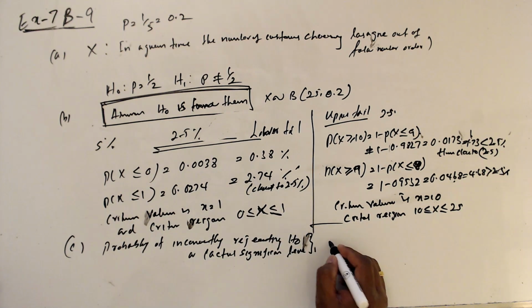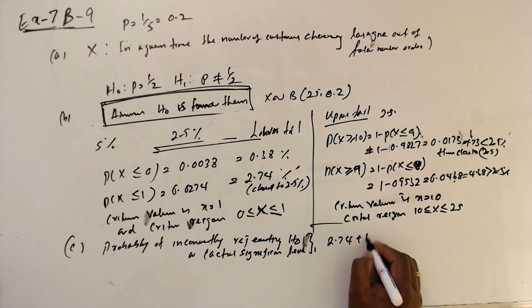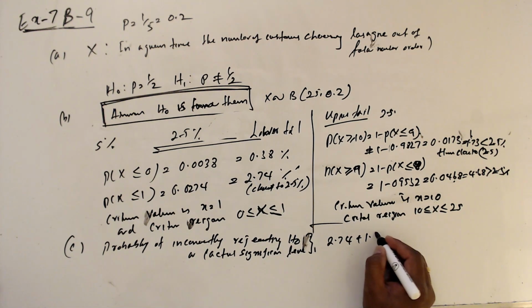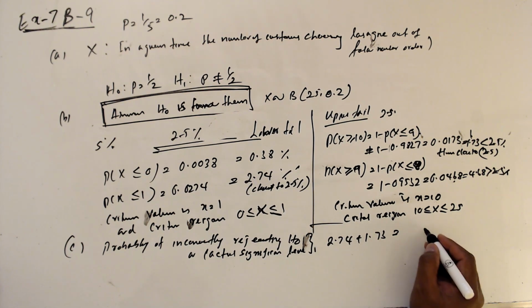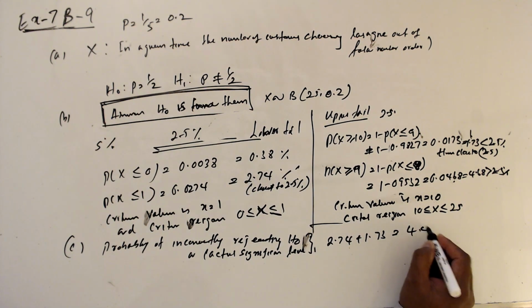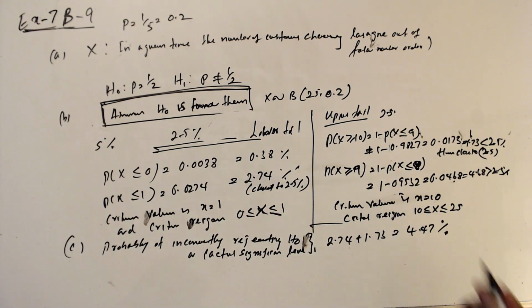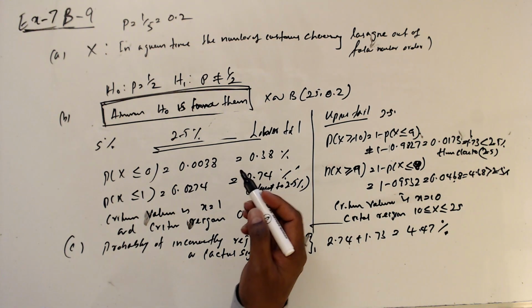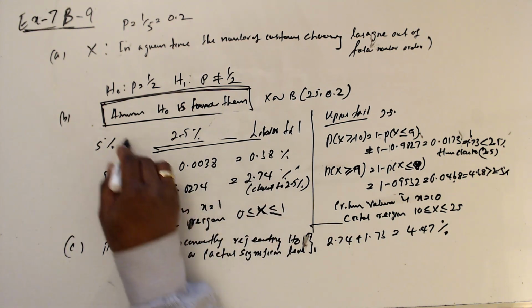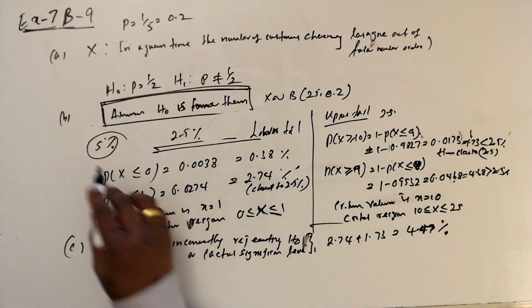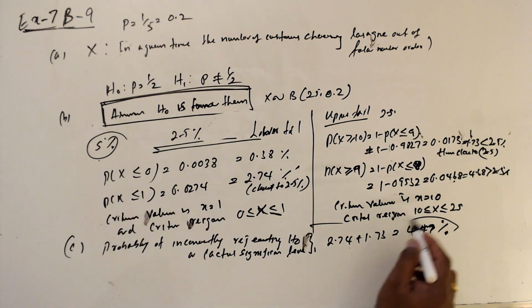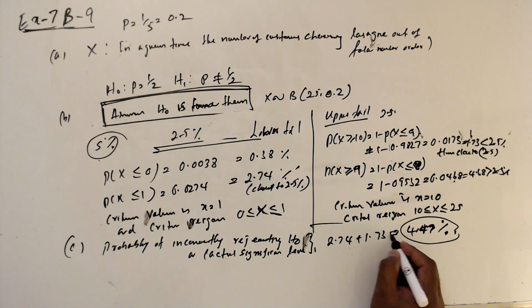2.74 plus 1.73, that is going to be 4.47%. So overall it is 5% and actually it is 4.47. So it is very close. So it is a good selection.